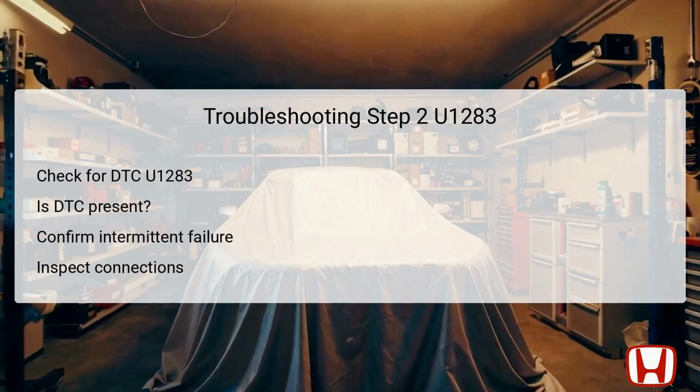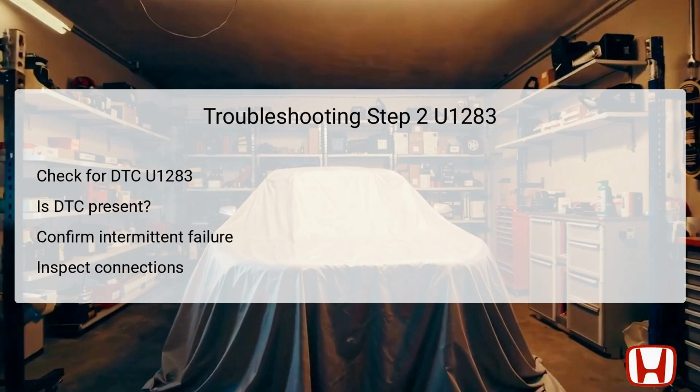After resetting the DTCs, the next step requires checking whether DTC U1283 is still present. If the code appears again, it specifically suggests that further steps are needed to address the communication failure between the Door Multiplex Control Unit and the passenger's MICU.